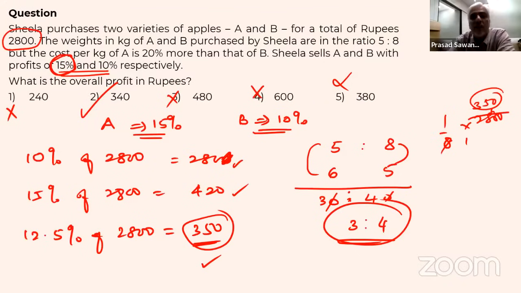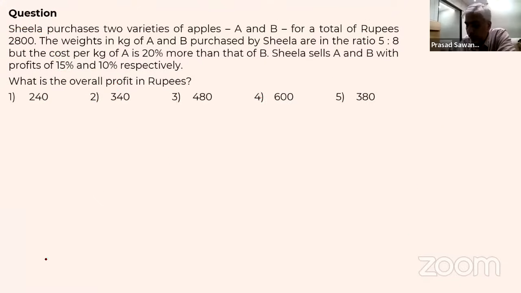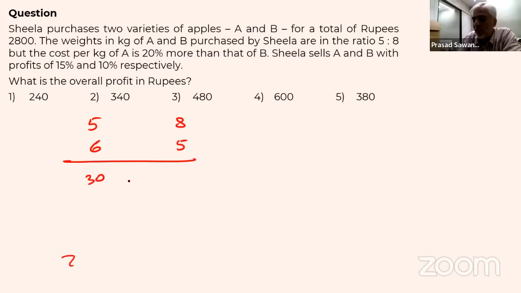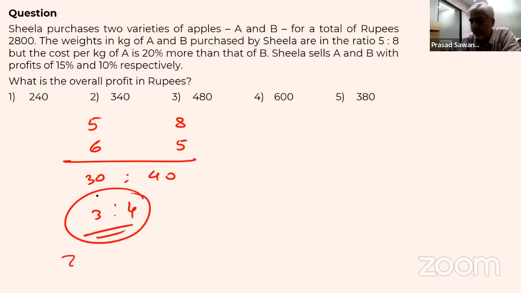Obviously, you can do a regular approach also to this question. What could be a regular approach? Let's think. Weights of A and B are 5:8, so let that be 5 kg and 8 kg. Cost of A is 20% more than B, so let that be 5 and 6. So the total cost of A is 30, B is 40, 3:4. Or 30 and 40 also, doesn't matter.